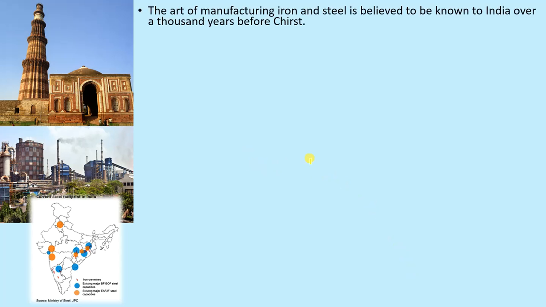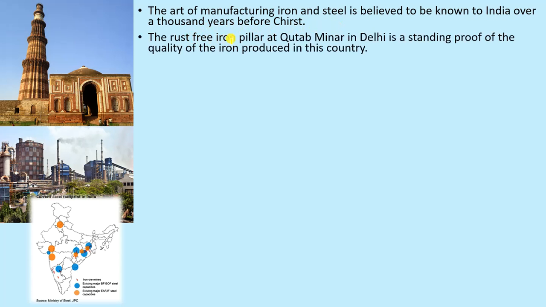The art of manufacturing iron and steel is believed to have been known to India for thousands of years before Christ, and the proof of that, the rust-free iron pillar at Qutub Minar in Delhi, is the standing proof of the quality of the iron produced in this country. So you can understand that iron was available in our country so early. The Qutub Minar is still standing with rust-free iron.